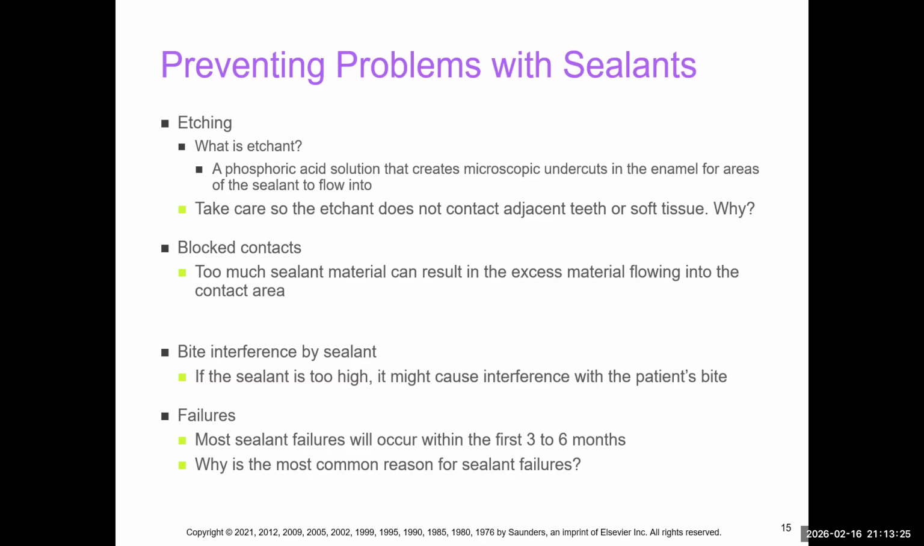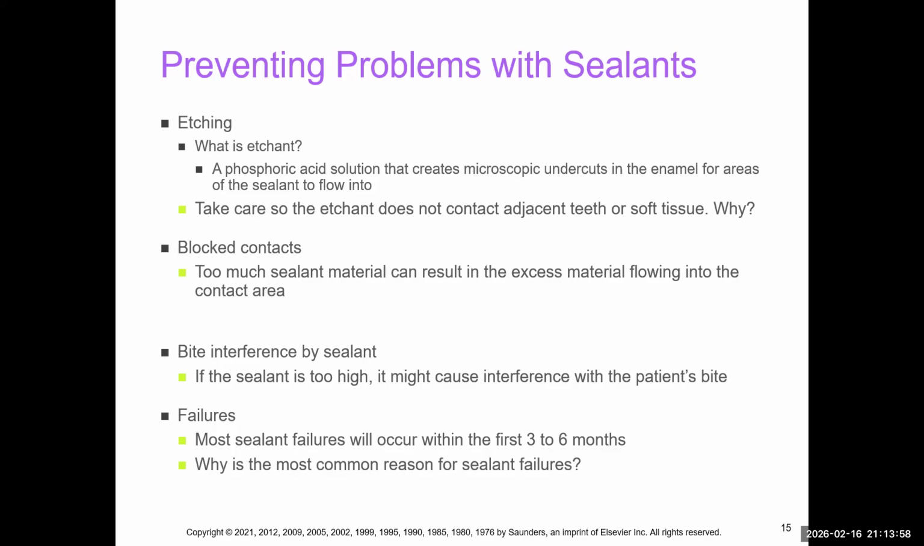And so you want to take care so much so that the etchant does not contact adjacent teeth or the soft tissue. Why? Because it's very acidic. First of all, it tastes horrid. It tastes like very sour orange juice. I tasted it once by accident because I was getting a sealant done and a little bit went on my tongue and it was quite horrific. So something to think about. We don't want to etch other teeth that we're not working on because you're just exposing those areas unnecessarily.